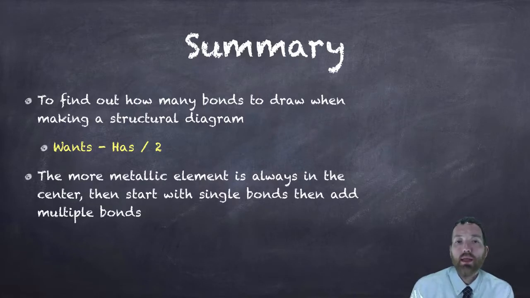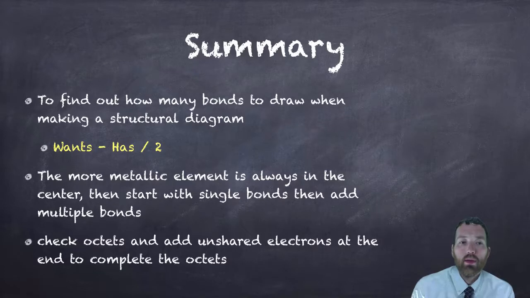The more metallic an element is, the more likely it's going to be in the center. So always when you have 3 or more elements in a structural diagram that you're drawing, you need to first figure out who's most metallic. Then start with single bonds and add multiple bonds in later that you need based on the answer to your little math problem there. Always check your octets and make sure everybody's happy, and you need to add unshared electrons at the end to complete the octets. We're going to practice this a lot.